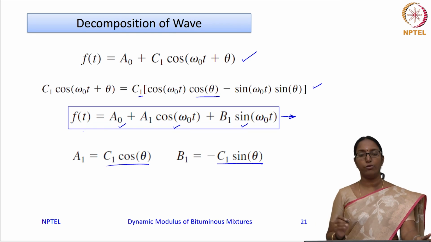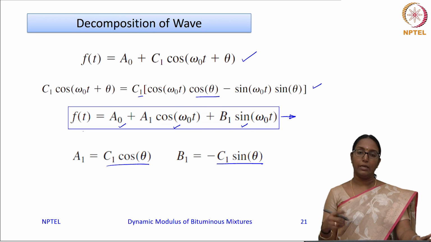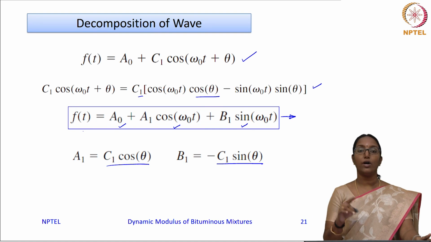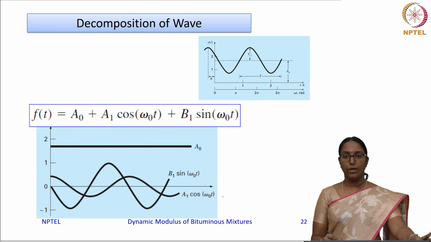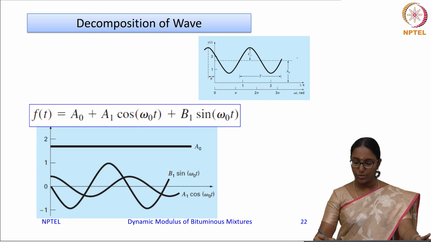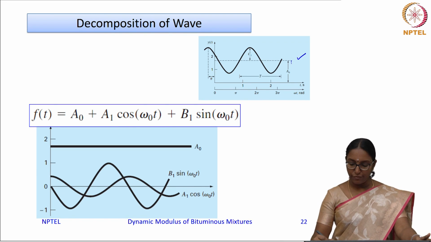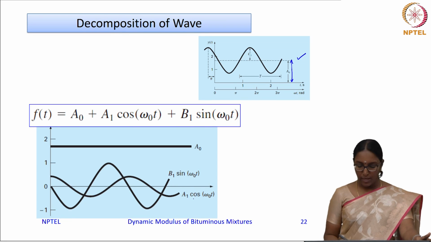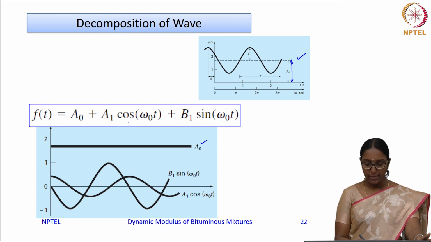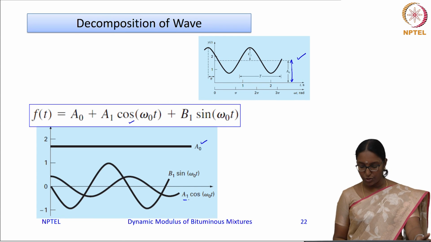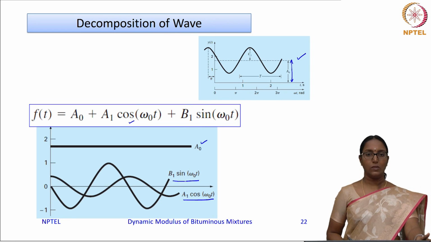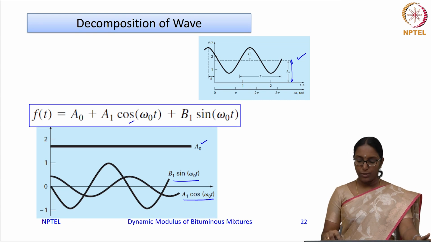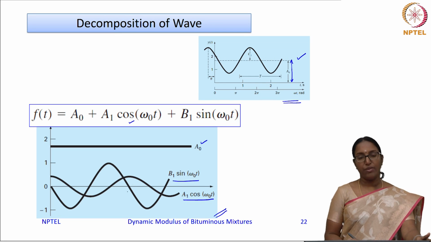So, this representation of the series will help you in identifying the in-phase component and the out-of-phase component, which will be helpful for determining the dynamic modulus and the phase lag. You can see how the decomposition is done. This was your original wave which is shifted by a distance of A0. So, this A0 forms the first wave, this is the A1 cos omega 0 t, which is your in-phase wave, and this is B1 sin omega 0 t, which represents the out-of-phase component. So, this waveform, as you see in the first figure, is now decomposed into three forms as shown here.